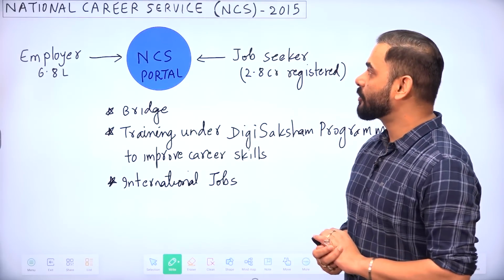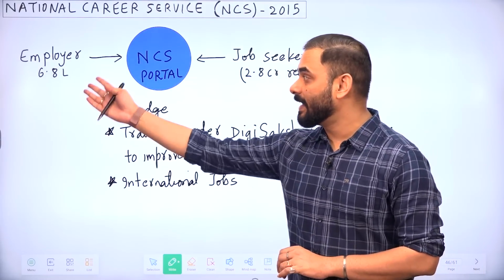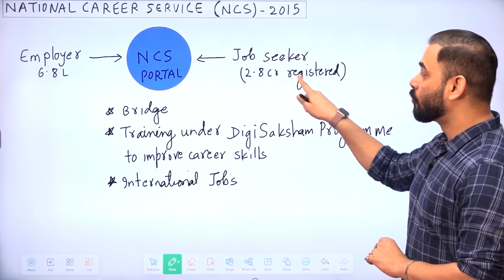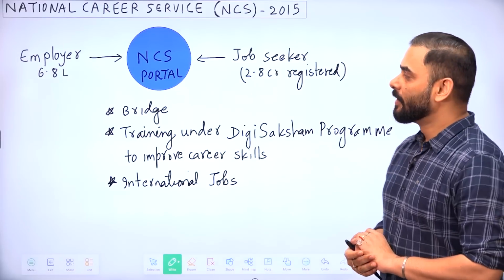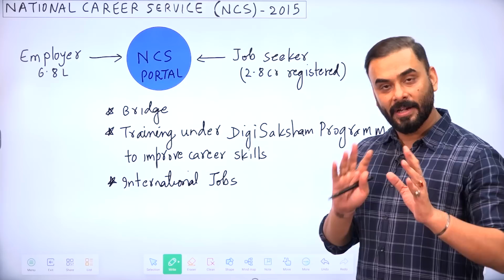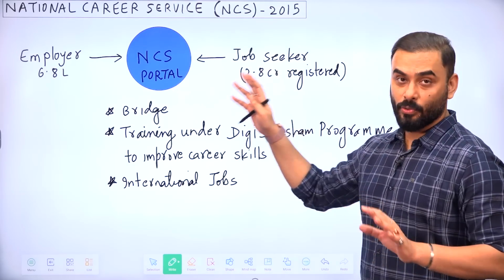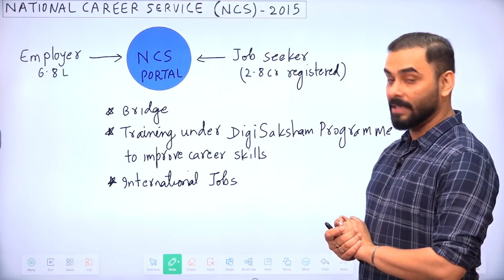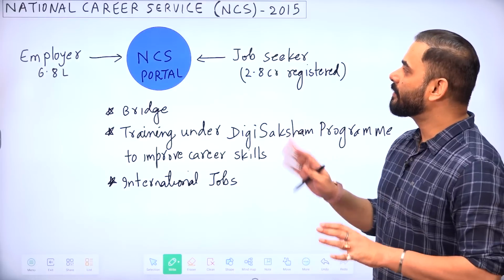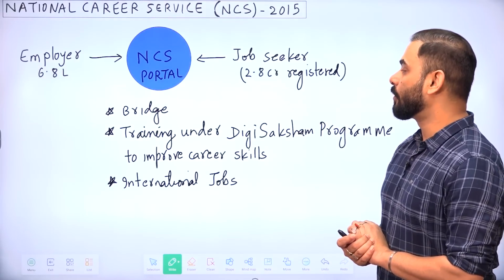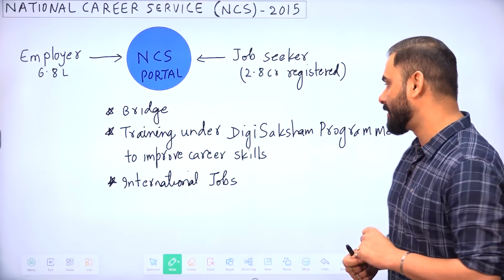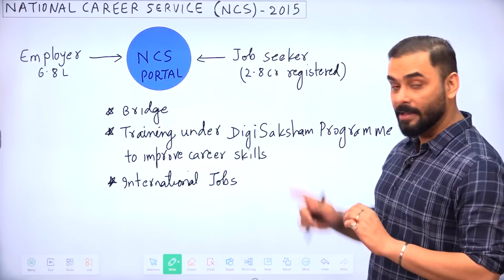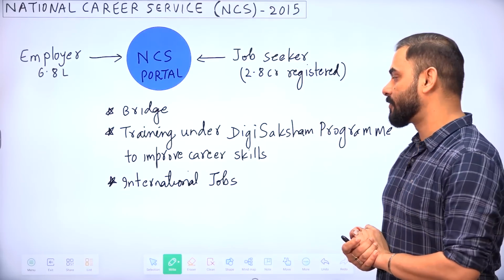So roughly on the National Career Service Portal, 6.8 lakh employers have registered themselves and 2.8 crore job seekers have registered. Now on this portal, actually the demand meets supply. So those people who are looking for job, they are connected to people who are looking for workers. So it acts like a bridge. Now under the National Career Service Portal, a training program has also been designed called as Digi Saksham program to improve the skill related to jobs in the job seekers.